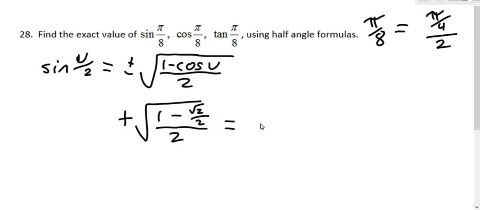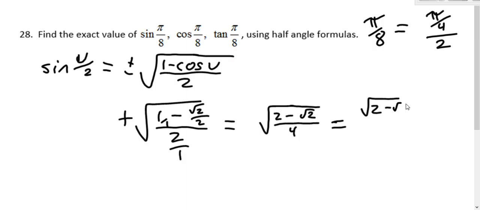And then we can simplify that a little bit. You can clear out the fractions by multiplying everything by 2. So that's 2 minus the square root of 2 all over 4. And since we have a square root of 4 in the denominator, we can simplify that to just be a regular 2. So there's our answer for sine.